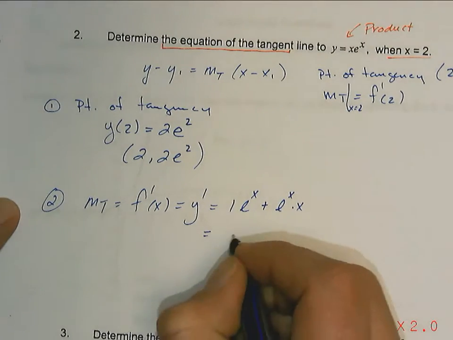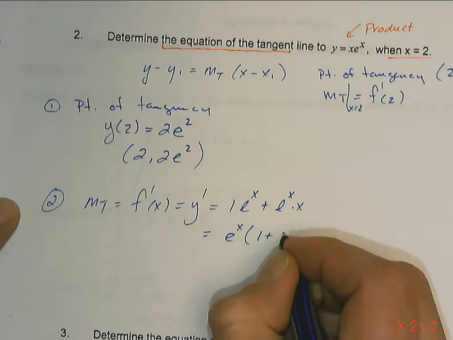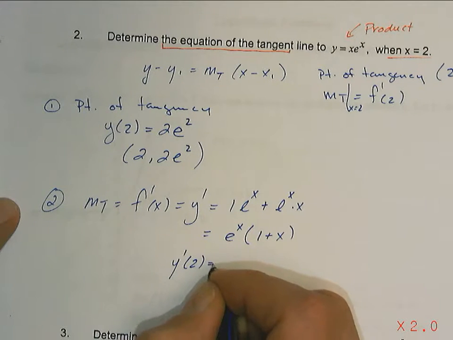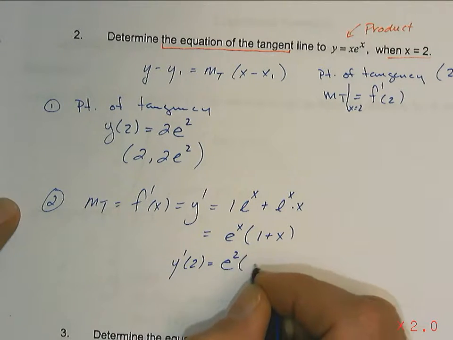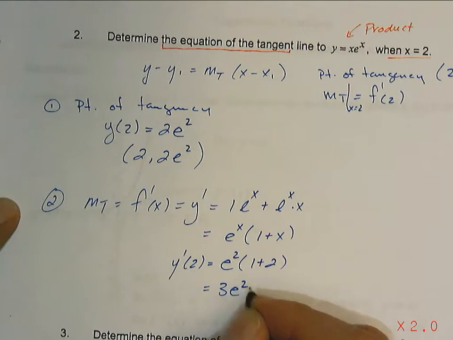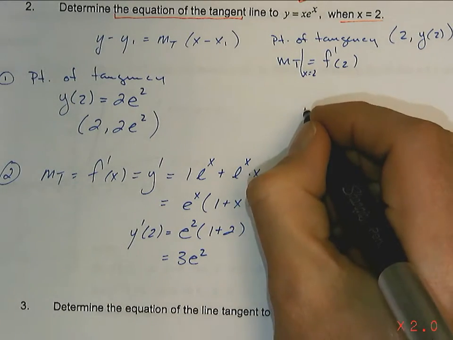I'm going to common factor. I don't have to, I'm noticing as I'm doing this. I could have plugged in directly. Y prime of 2 is going to be e squared, 1 plus 2 is going to be 3e squared. So that is my slope of the tangent. That's exact. I now want to take all of those things and sub it into here.